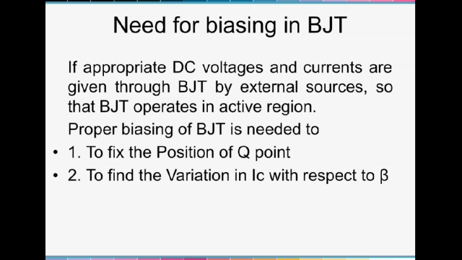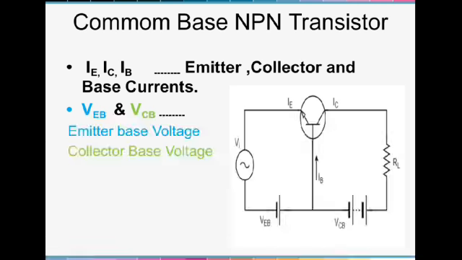That is, there are 2 important reasons for proper biasing. One is to fix the position of the Q point. Another one is to find the variation in IC with respect to beta. Q point is called the quiescent point or operating point, IC is known as collector current and beta is the amplification factor. The given circuit is the circuit diagram of a common base NPN transistor.